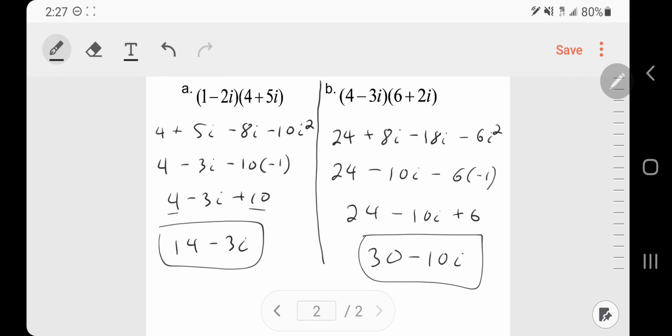Okay, so again, we're just using the FOIL method the same as when we were multiplying binomials, when we were doing the operations with polynomials. But now again, with the imaginary numbers, whenever you have that i squared, you want to make sure that you replace that with a negative 1 and write your final answer in complex number form.